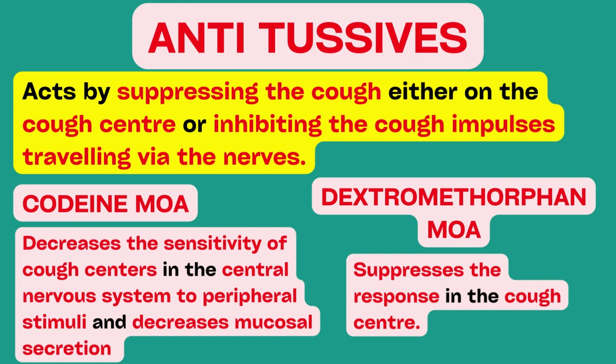Now, let us go to antitussives. Antitussives can only be used to treat dry cough. It is contraindicated in the treatment of productive cough. The examples of antitussives include codeine, dextromethorphan, and noscapine. Generally, antitussives act by suppressing the cough either on the cough center or by inhibiting the cough impulses traveling via the nerves. For example, codeine decreases the sensitivity of cough centers in the central nervous system to peripheral stimuli and decreases mucosal secretion, and dextromethorphan suppresses the response in the cough center.